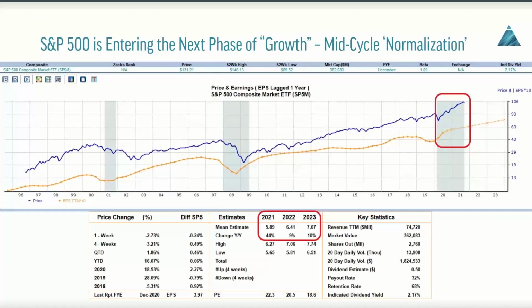So why is this so important right now? And why am I stressing it for this upcoming earnings season?